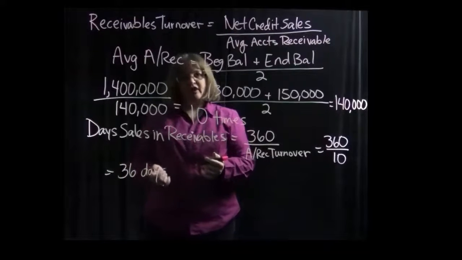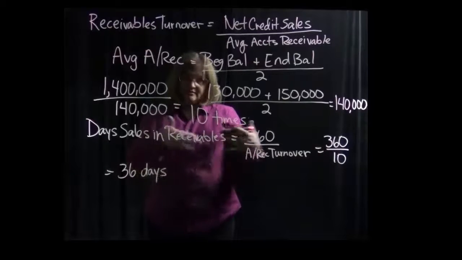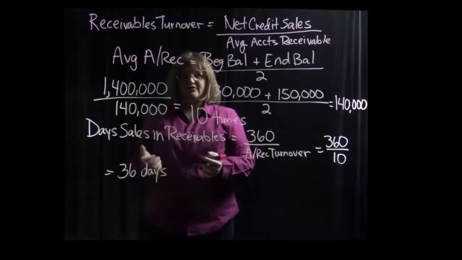On the other hand, if their credit policy was net 60, they're doing a great job because instead of taking 60 days to collect their receivables, they're collecting them in 36 days.